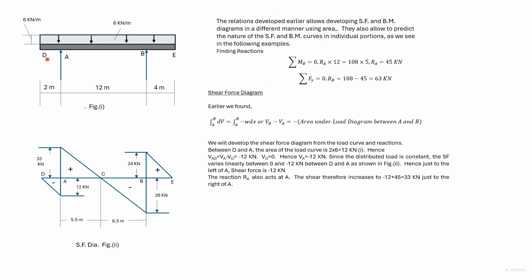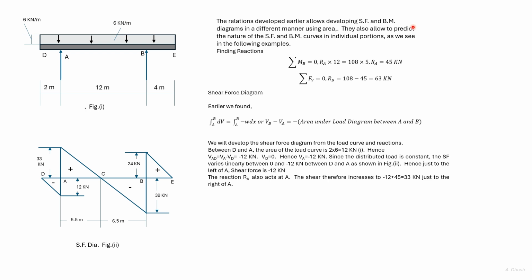The distributed load is constant. So we have joined the shear force at A and D by a straight line. At A reaction 45 kilonewton acts. So just to the left of A, the shear force is minus 12. And to the right of A, the shear force is minus 12 plus 45, that is 33 kilonewton, which is shown here.